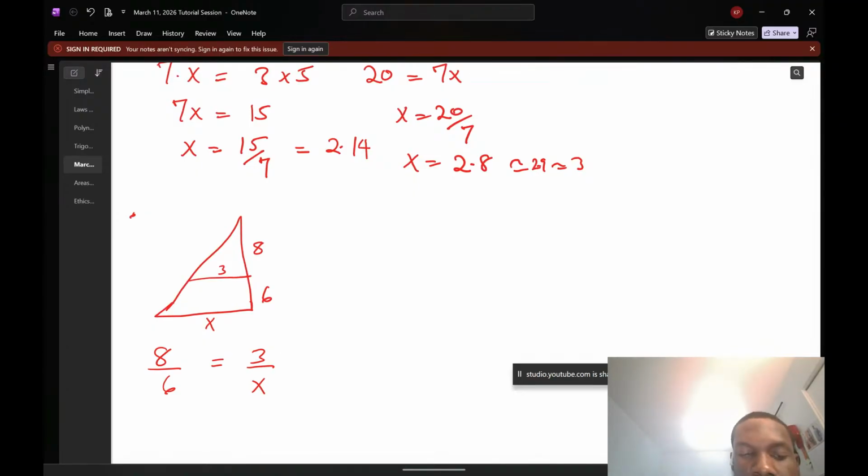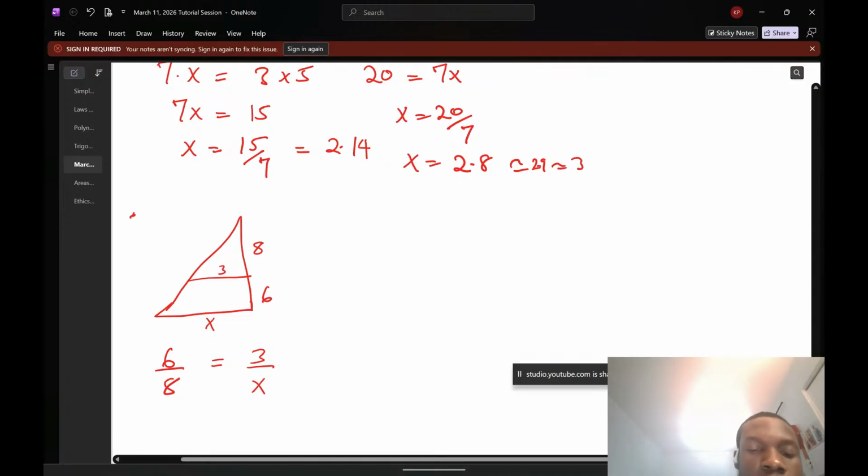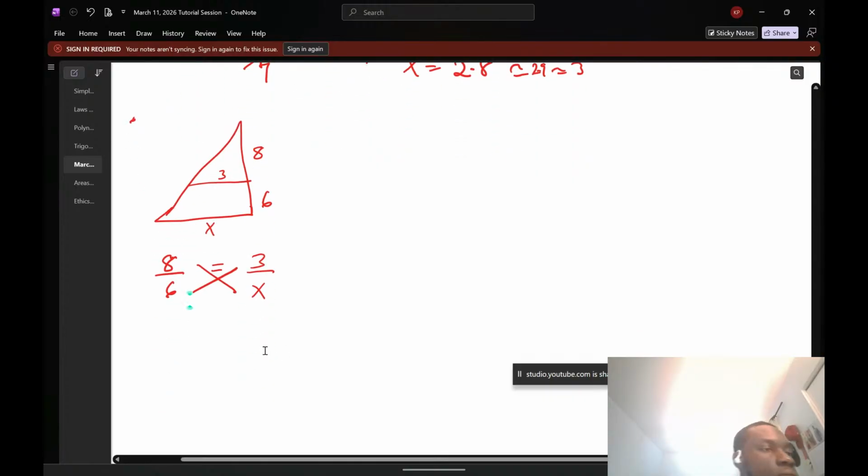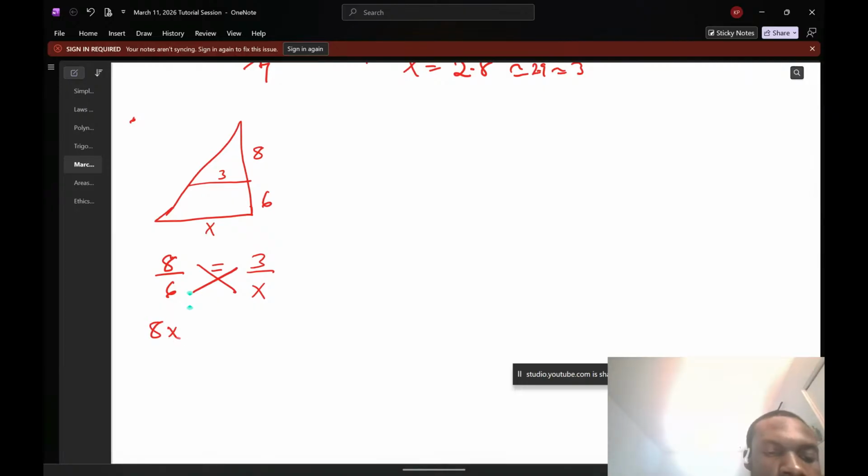I don't know why it keeps pulling it up like this. But you know what? Let me put 6 over 8. No, normally it's supposed to be 8 over 6. So now I don't want us to care if one is bigger than the other. Okay. So 8 over 6. So now let's cross multiply. So 8x is equal to 6 times 3. So 8x is equal to 18. So x is equal to 18 over 8.